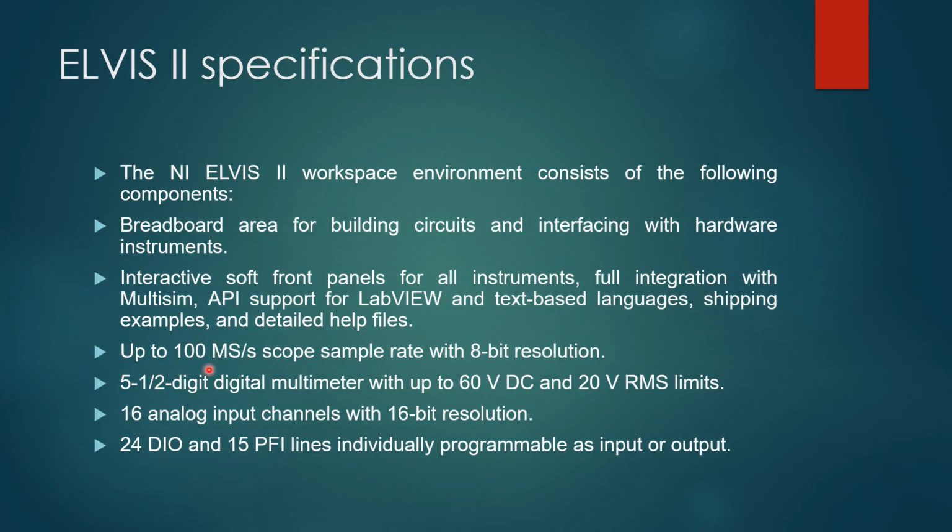Its operating speed is up to 100 megasamples per second, where the scope utilized in this ELVIS has high resolution data rates. It also has a digital multimeter with 5.5 digit capacity, and 16 analog inputs with 16-bit resolution are also available, and 24 digital inputs and outputs along with 15 PFIs are available in the ELVIS 2.